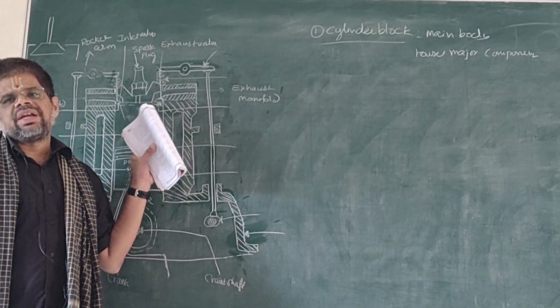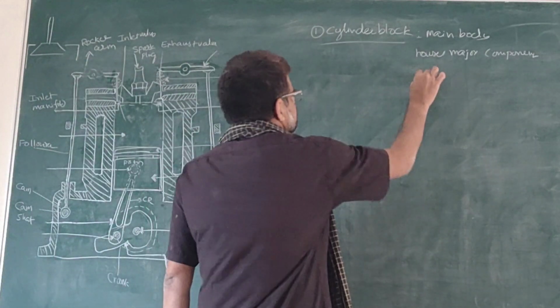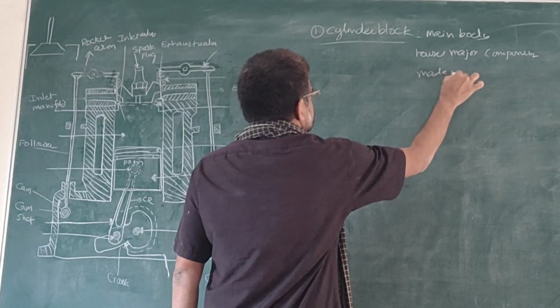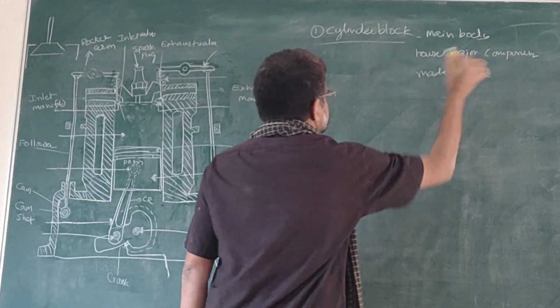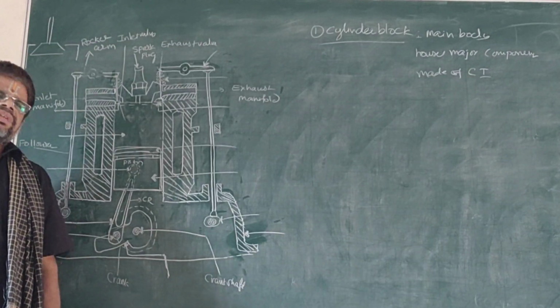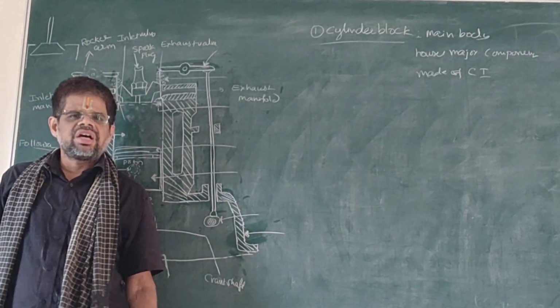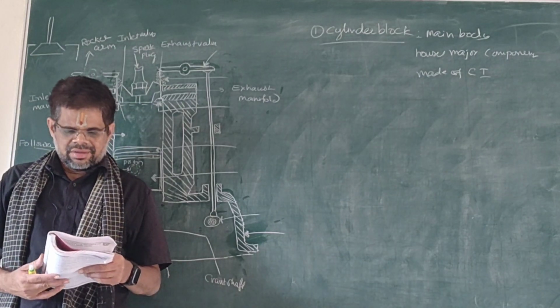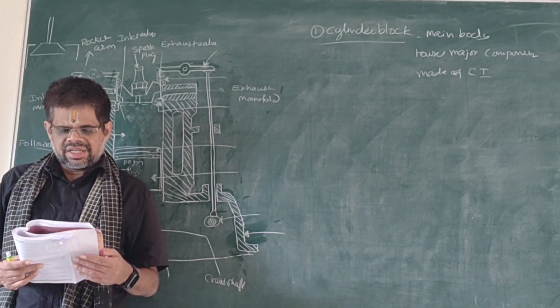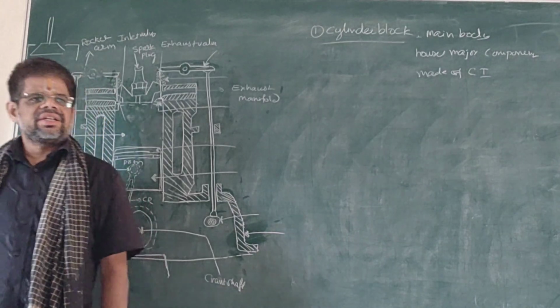Generally, it is made of cast iron. The cylinder block is made of cast iron, and some cylinder blocks may be made of aluminum, but mostly it is made of cast iron. Generally grey cast iron or aluminum alloys. So that is about the cylinder block.